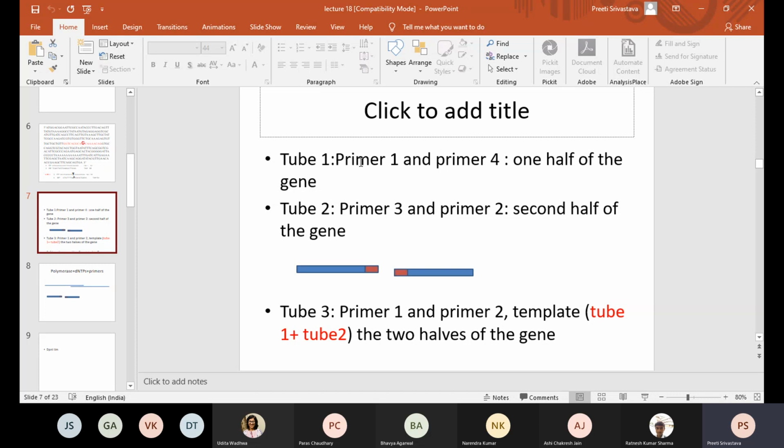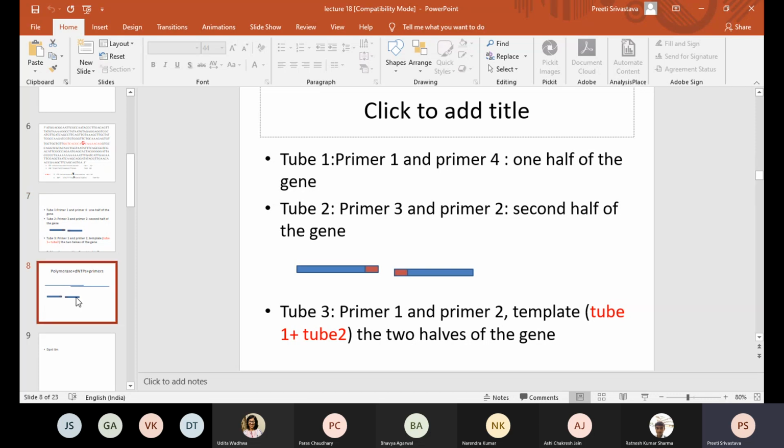Finally, what you do is that in another tube, which you can label as tube 3, you add primer 1 and then primer 2, which are the forward and reverse primers. And in this case, the template that is used is the template obtained from tube number 1 and tube number 2. That means the 2 halves of the gene, right?